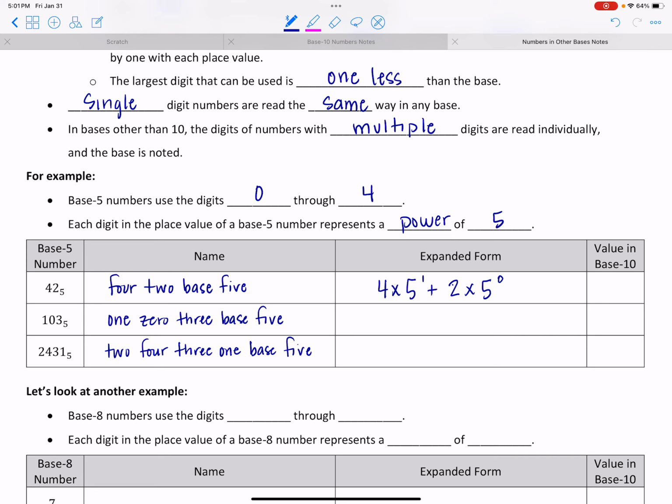When I read this 103 base 5, again, 1 represents a power of 5, plus 0 represents a power of 5, plus 3 represents a power of 5. And those powers of 5 start at 0 and they just increase by 1. And then 2, 4, 3, 1. So it's 2 times a power of 5, plus 4 times a power of 5, and then 3 times a power of 5, and then lastly 1 times a power of 5. Powers of 5 will start at 0 and then just increase by 1.